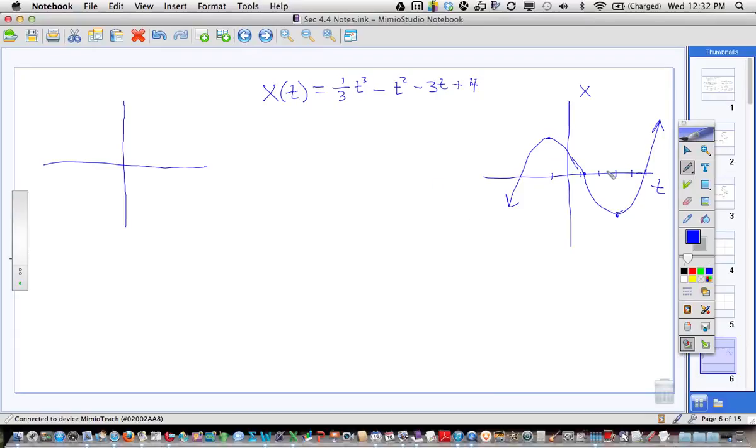And so right here at 3, we have an output of 0. Now what's that mean? We have a local minimum. We have what is zero?